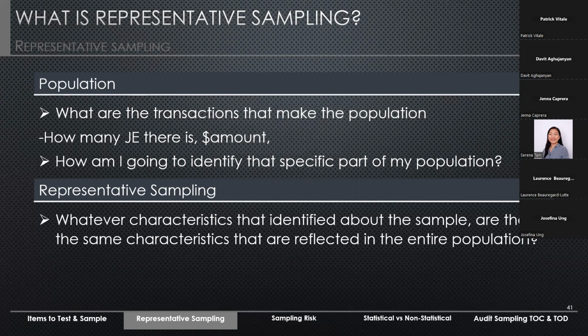And so how am I going to identify a specific part of my population? Representative sampling: whatever characteristics are identified about the sample, are they the same characteristics that are reflected in the entire population, right? So that's what you're trying to do with representative sampling. The more accurate you are is because your sample represents the population. Then we'll see sampling error, like you'll see what that is.